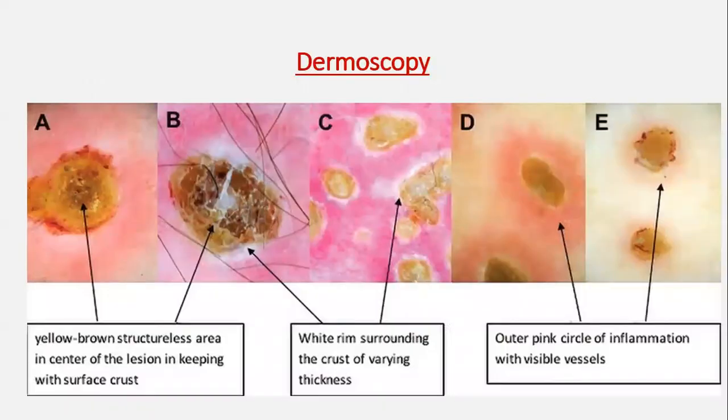The dermoscopy is interesting. Dermoscopy shows yellow-brown structureless areas in the center of the lesion, in keeping with the surface crust. Then there is a white rim surrounding the crust of variable thickness, and an outer pink circle of inflammation with visible vessels. So three features: a brown crust, a white halo, and a zone of surrounding erythema.